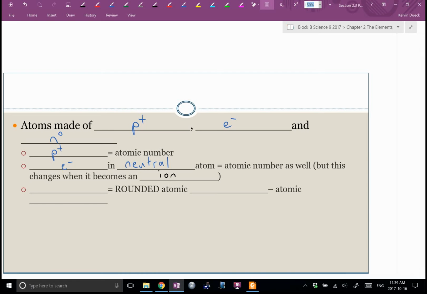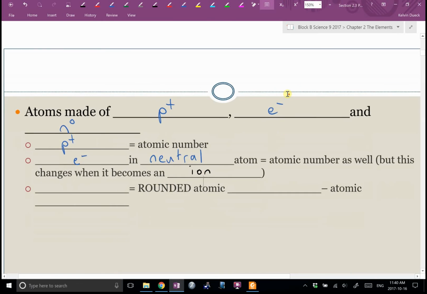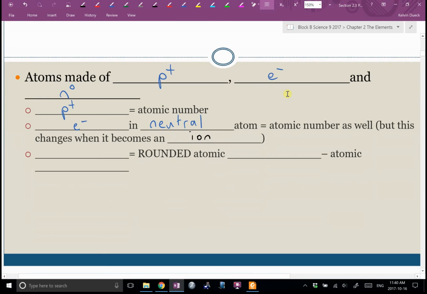An ion is what you call an atom that has a charge. And the only way it can have a charge is if you don't have the same number of protons and electrons, because the protons and electrons cancel each other out. And this year, the only way it's going to have a charge is if the electrons are doing funny stuff. Okay?